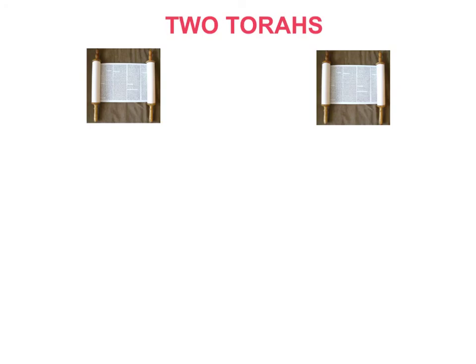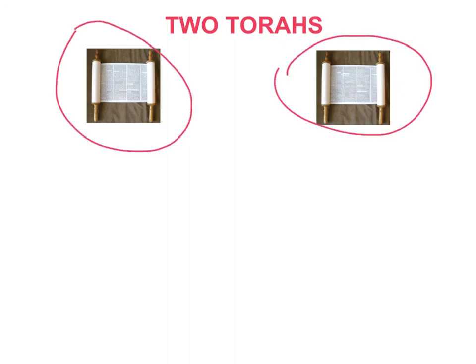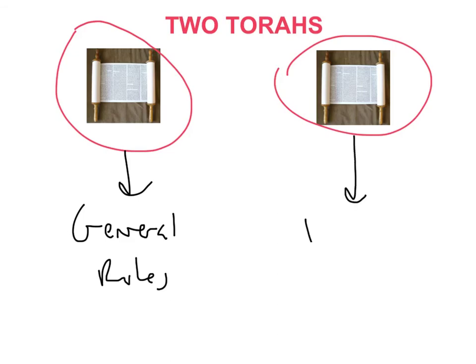Now, there aren't two Torahs in the way you see them in front of you. It's not as if this scroll represents one type of Torah and this scroll represents another type of Torah. In fact, there are two aspects of the Torah, two parts of the Torah that help make the complete picture. One part of the Torah teaches us the general rules, and the other part of the Torah teaches us all the details.